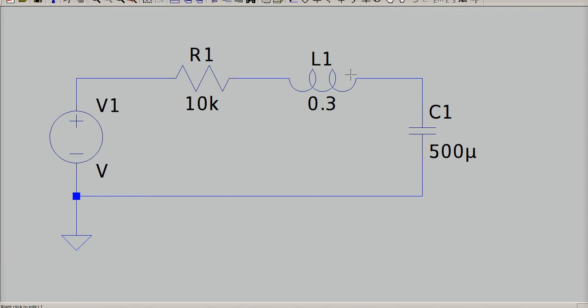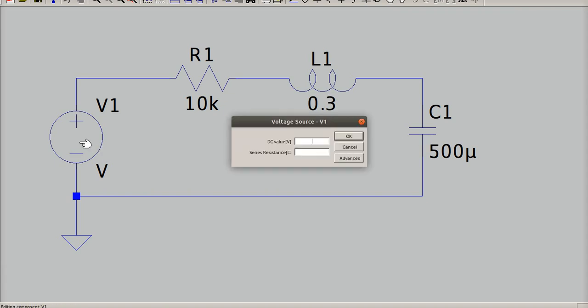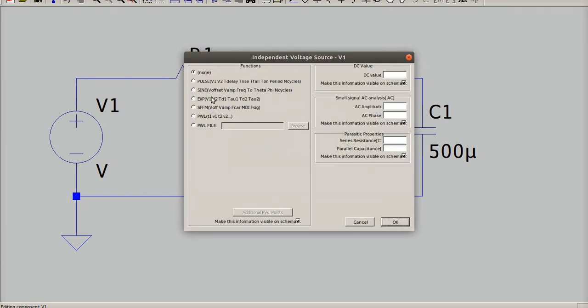I've put in a series resistor, inductor, capacitor circuit. I just did random. I want to go in and set up my source. I've got to go to advanced, and this is where I'm going to choose a sine wave. When I do sine wave, I get all these different things I can add. Again, leave blank typically unless you know. So let's do a 10 volt amplitude, and this time I know my frequency. Those are usually the only two that you have to add.